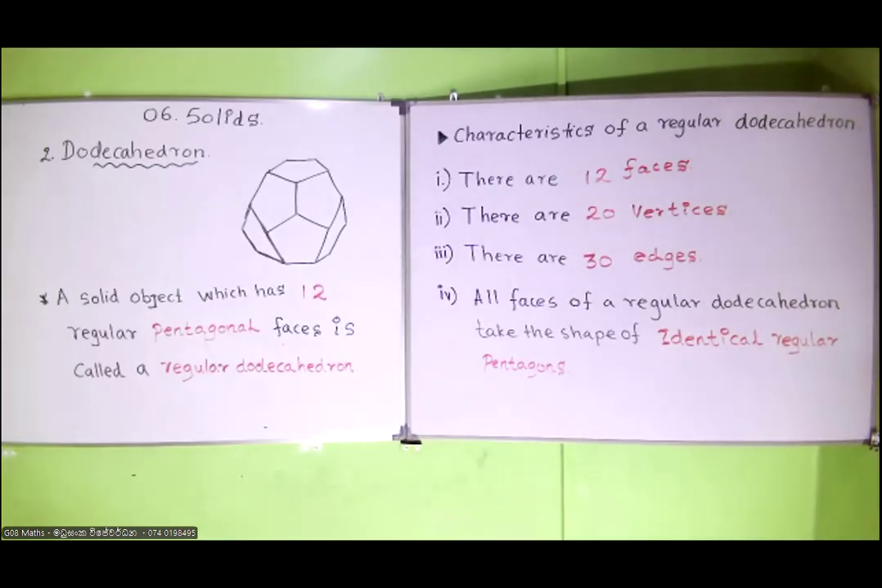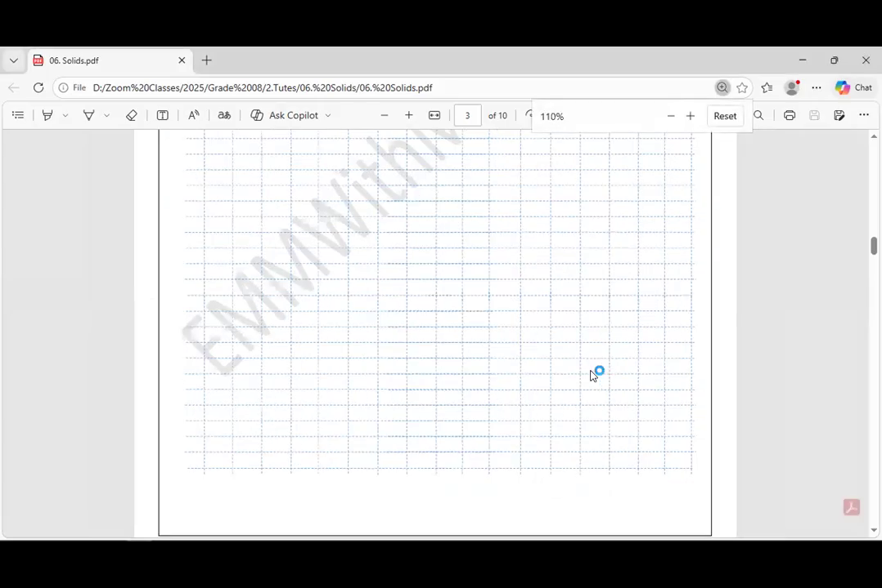For drawing this net of our dodecahedron, there is no exact measurement for them. So let's draw a net where we can draw.